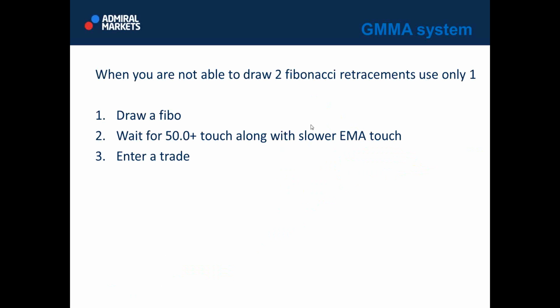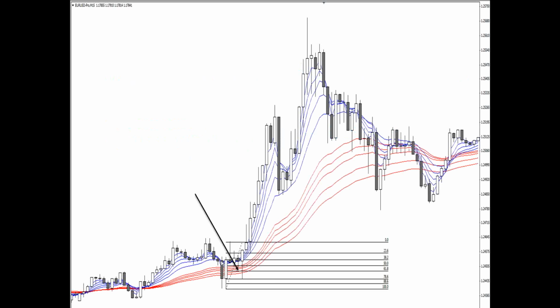Okay? And very often, I think most of the time, you should be able to draw only one Fibonacci. You don't have to wait for multiple Fibonaccis. It's hard sometimes to wait for that. So very often when you have a strong trend, you will see this happening.